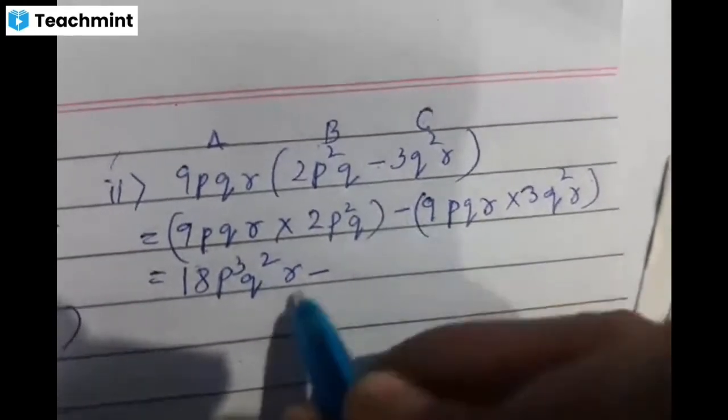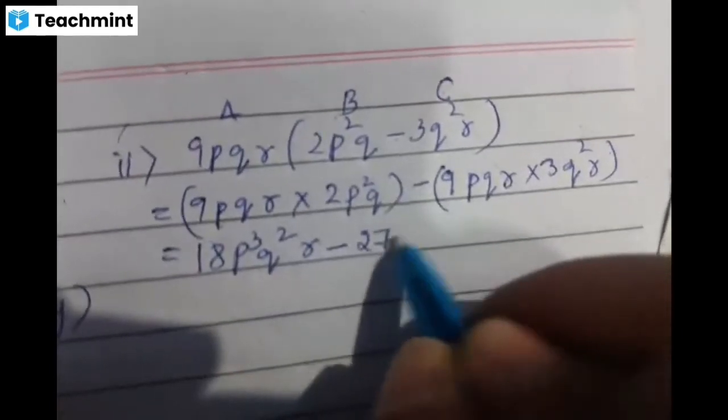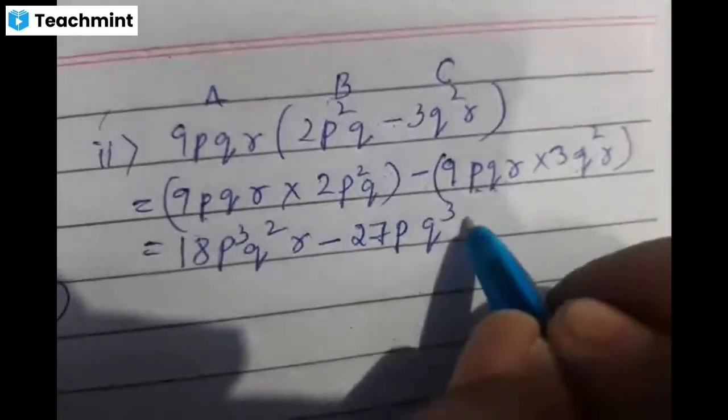The next bracket, you have minus before the bracket. We get minus sign as it is. Inside the brackets you have constants, that is 9 into 3. 9 threes are 27. Only one P is here, children. You don't have P here, so write only P. Q into Q square is Q cube. R into R is R square.